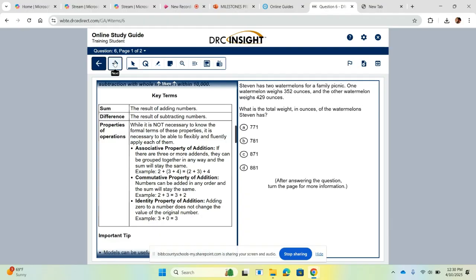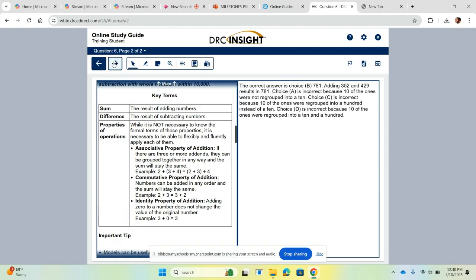We have a basic addition. See, they're going to see a lot of these word problems. Stephen has 2 watermelons for a family picnic. One watermelon weighs 352 ounces, and the other watermelon weighs 429 ounces. What is the total weight in ounces of the watermelons Stephen has? The good thing is what? They're not asking him to include the ounces on the end of it. They just want to know the numerical value on this question. So let's not get lost in the weeds.